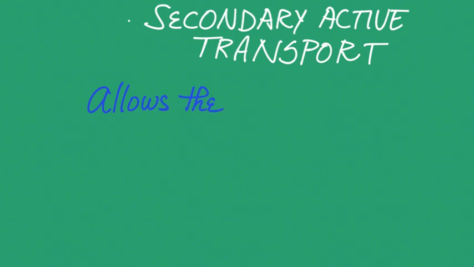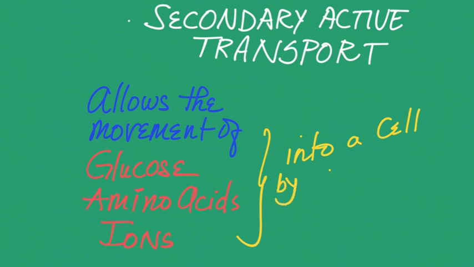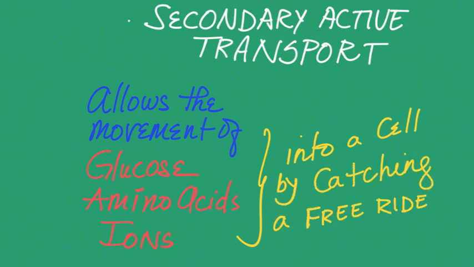So, secondary active transport allows the movement of glucose, amino acids, and ions into a cell by catching a free ride with sodium. So let's see how that happens. Let's take a close look at secondary active transport.